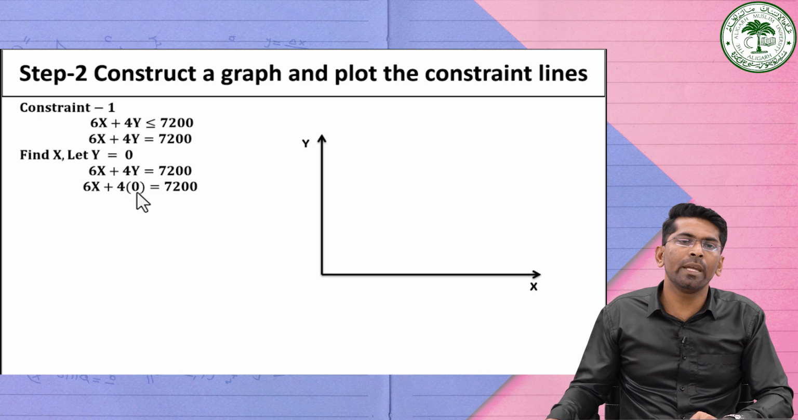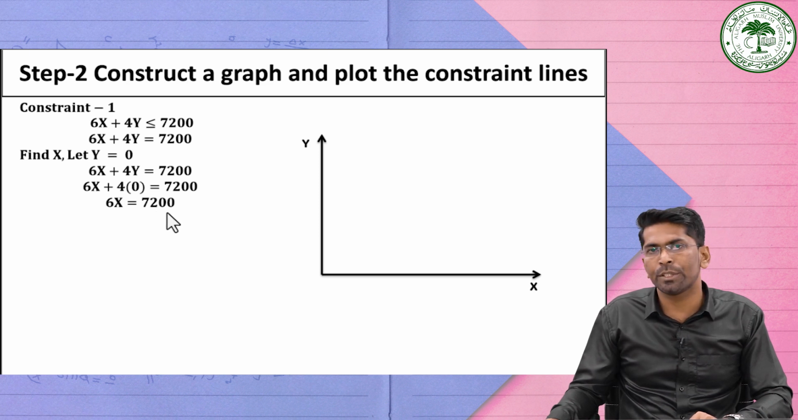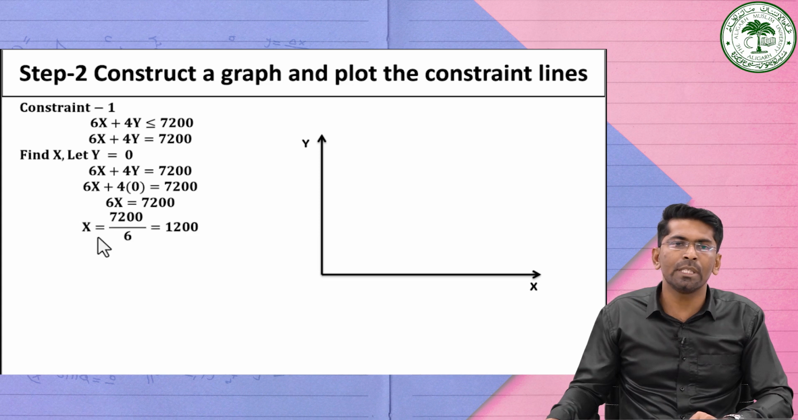So if you go for solving it, then 4 into 0 will become 0. Then it is 6x is equal to 7200. By dividing both sides of this equation by 6, x is equal to 7200 divided by 6, which is equal to 1200. So here our coordinate point, that means when y is equal to 0, our value of x is equal to 1200.